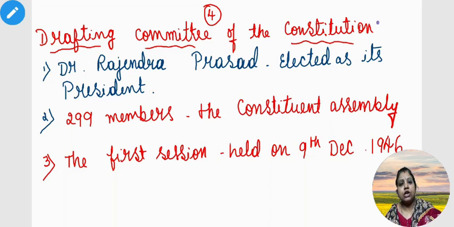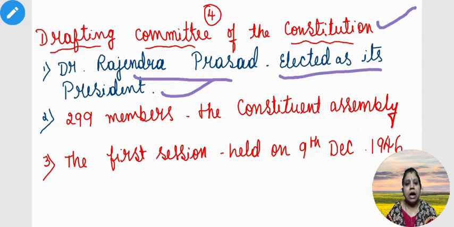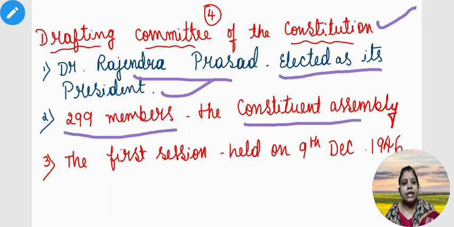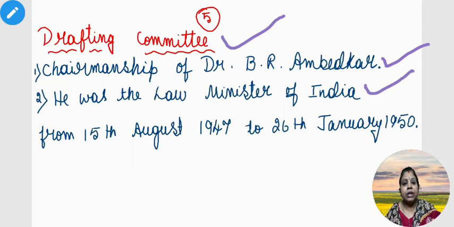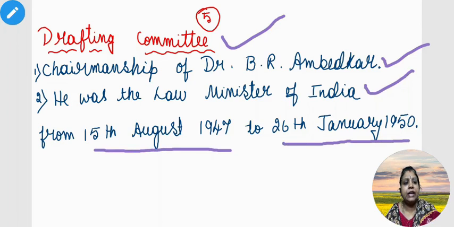Drafting Committee of the Constitution. Under the Drafting Committee, Dr. Rajendra Prasad was elected as its president, and this committee consists of 299 members in the Constituent Assembly. The first session meeting was held on 9th December 1946. Who is the chairman? The Drafting Committee chairmanship was given to Dr. B.R. Ambedkar. B.R. Ambedkar was the Law Minister of India from 15th August 1947 to 26th January 1950.